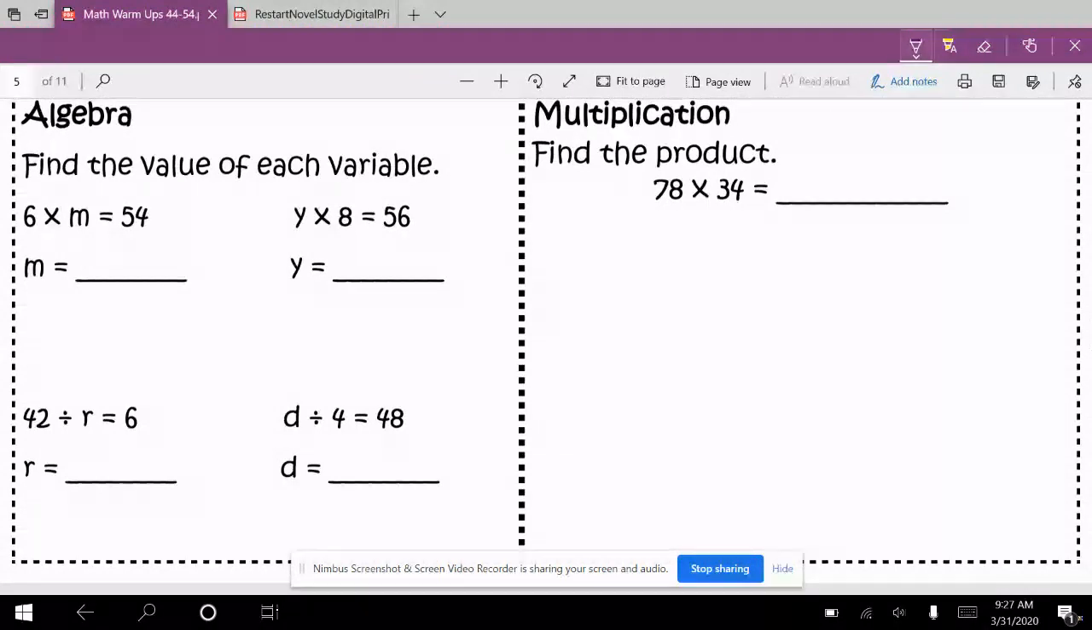All right, find the value of each variable. So 6 times what is 54? 6 times 9, right? Oh my goodness. Just need to be listening in case you can't see what's happening. Oh, this worked so well last week, you guys. I don't get it.